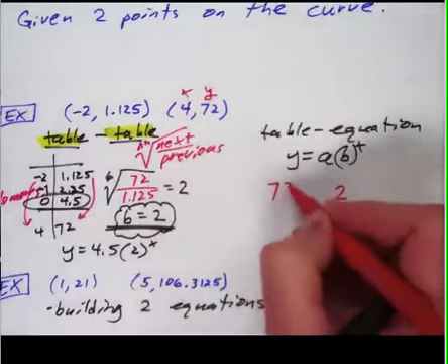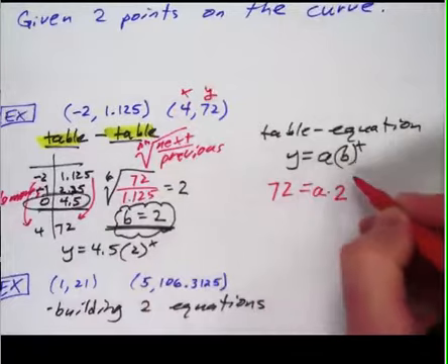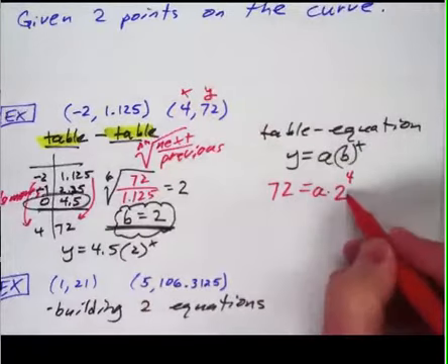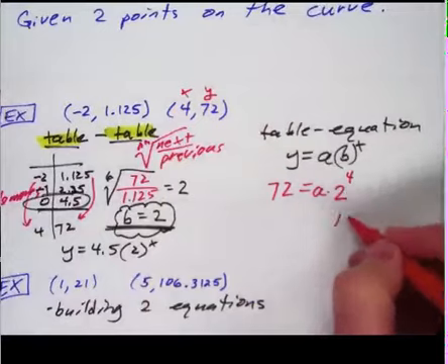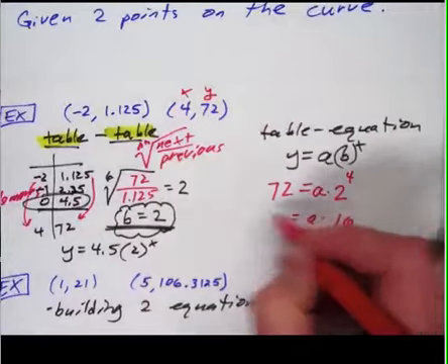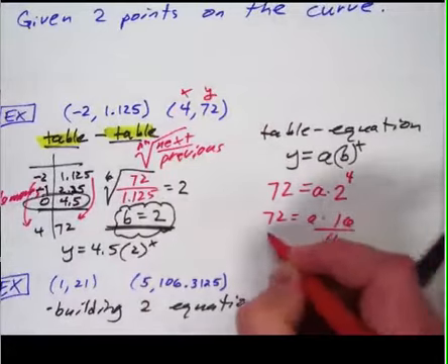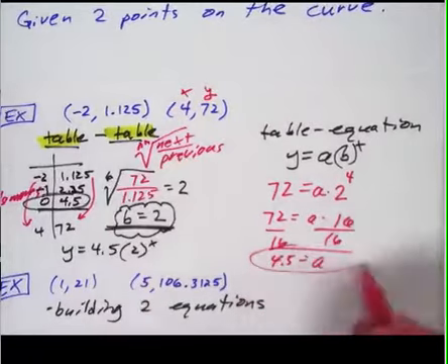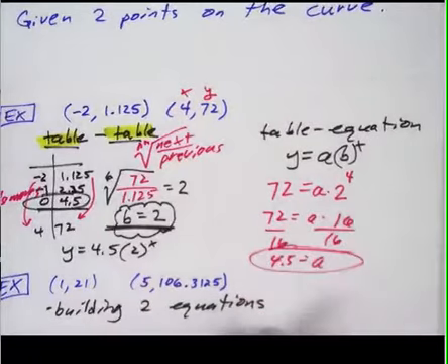So then I can go 72 equals a value, I don't know, times 2 to the x power, in this case 4. So 2 to the 4th power, that's just a number, that's 16. So a times 16 equals 72. Divide both sides by 16 to solve for your a value, and a equals 4.5. So that's the other way to get the initial value if you're going to use the equation instead.